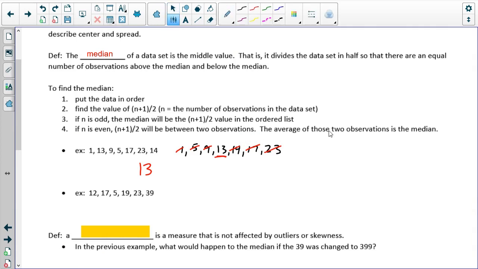If we have an even number of data points, so in this case 5, 12, 17, 19, 23, and 39, we would cancel things off until we get to the 2 values that are in the middle.